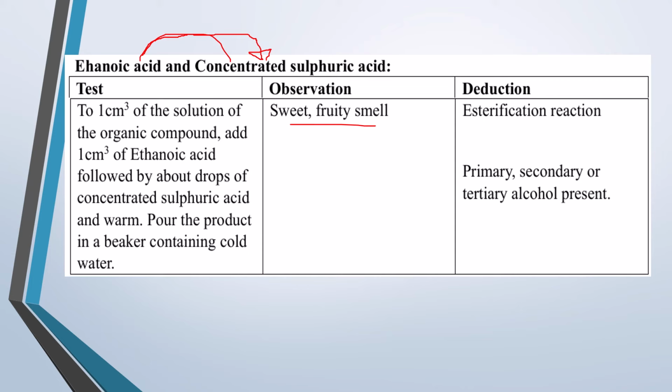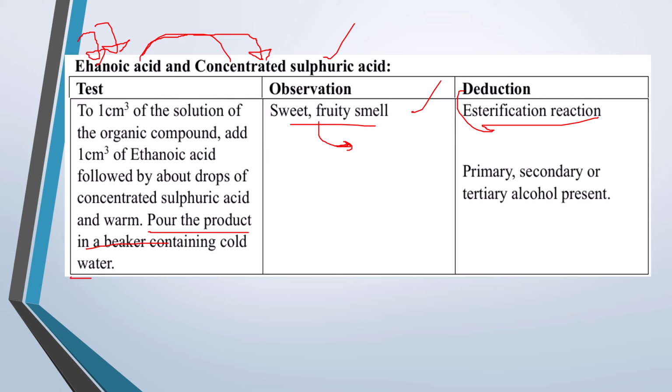If I tell you the substance you're having is an alcohol, then you're going to be adding ethanoic acid. If I tell you you're having ethanoic acid as the substance in the experiment, then you're going to be adding an alcohol, followed by hot concentrated sulfuric acid. After that, you pour your resultant solution into a beaker containing cold water. The observation you're going to see is a sweet fruity smell. Then the deduction is going to be an esterification reaction, because it's only esters that give us that sweet and fruity smell.